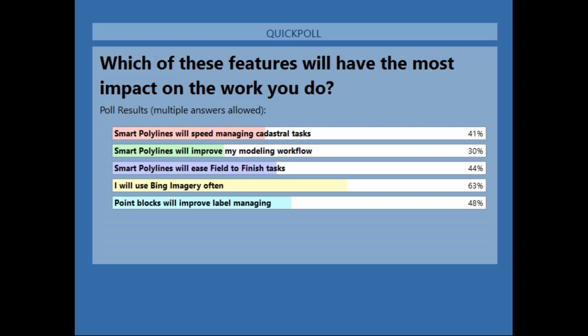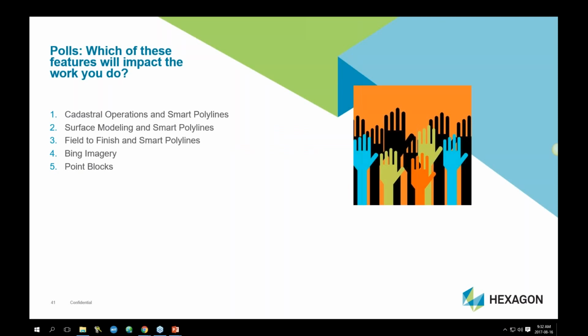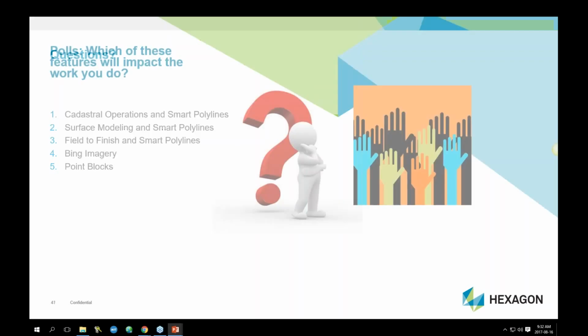And it looks like the field to finish functionality, I agree, is probably where you're going to see that benefit immediately. Okay, let's hide the results and on to the next stage.